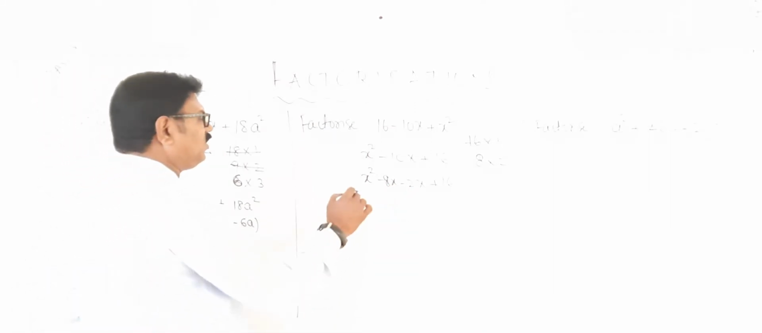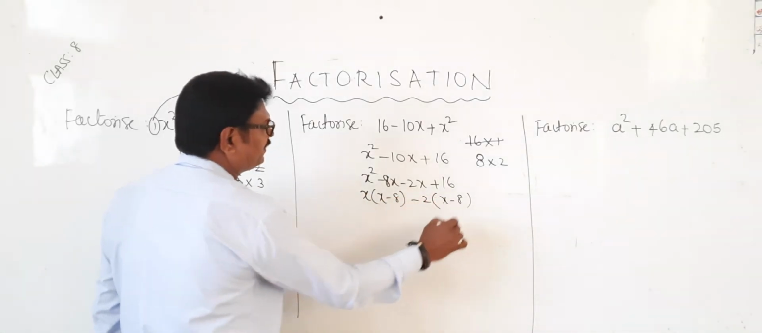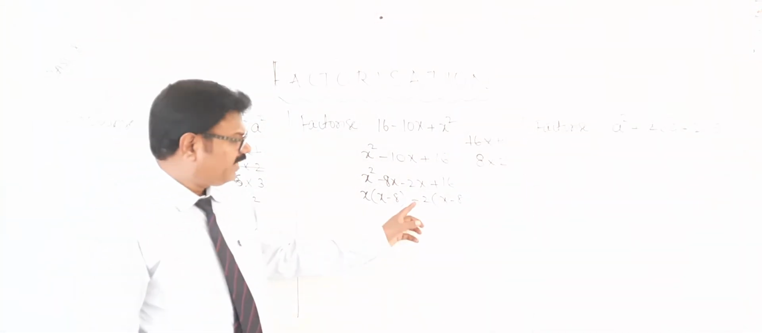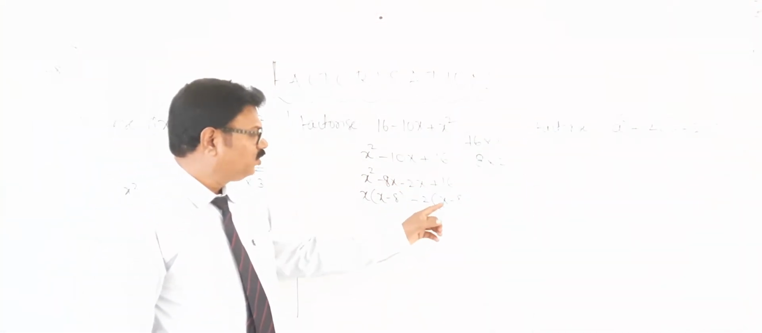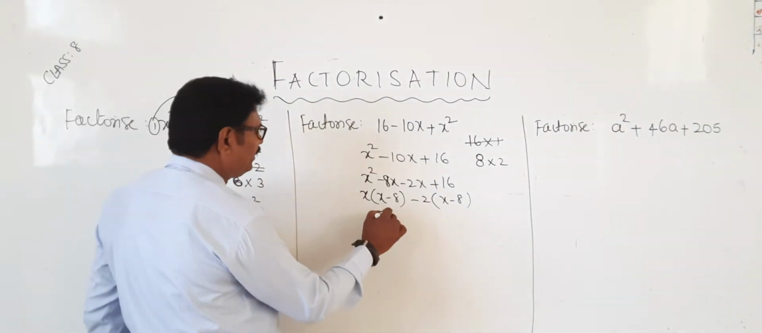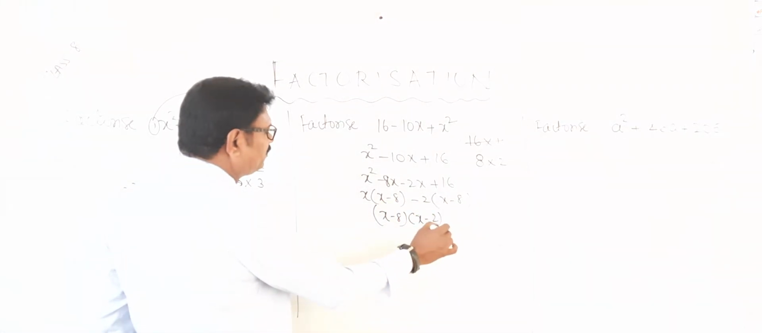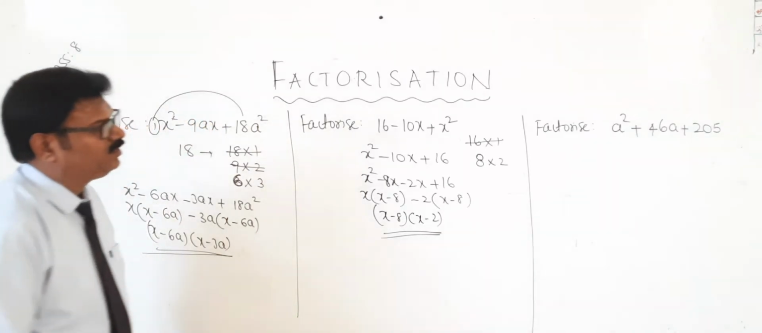Now take x as common: x into x minus 8 minus 2 into x minus 8. You can check: minus into plus is minus, 2 into x is 2x, and minus into minus is plus, 2 times 8 is 16. Now x minus 8 and x minus 2 are the factors.